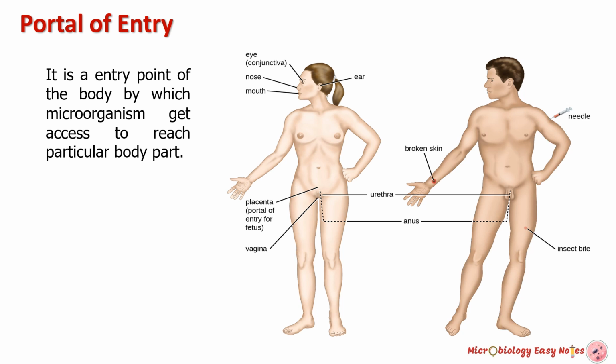Portal of entry can be the gastrointestinal tract, which involves mouth, esophagus, stomach, large and small intestine. While eating contaminated food, harmful microbes can reach inside us. Another entry point can be the urethra or vagina. During unsafe sexual intercourse, microbes can infect.